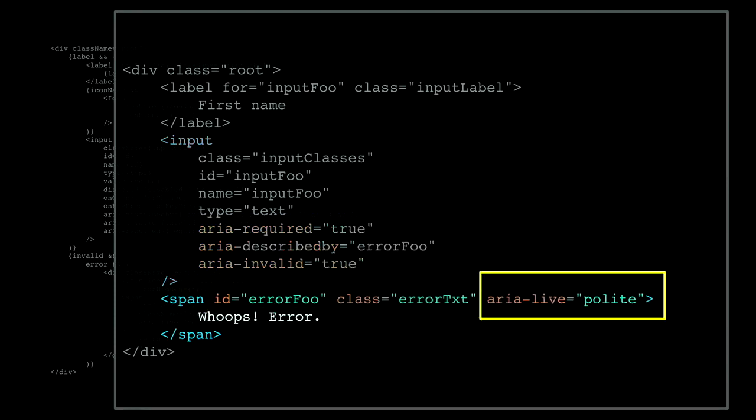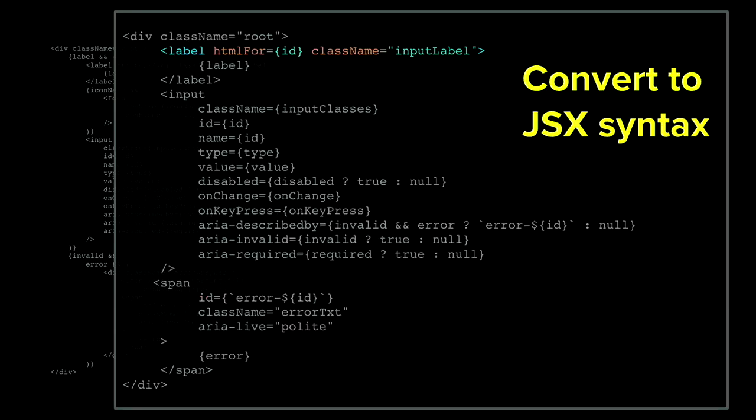We are going to allow screen readers to hear an announcement if something goes wrong with their input and there's an error. So we have used this ARIA live attribute, and we set it to polite. We don't want to be assertive and disrupt the flow. We want to set it to polite. And then we convert this to JSX.